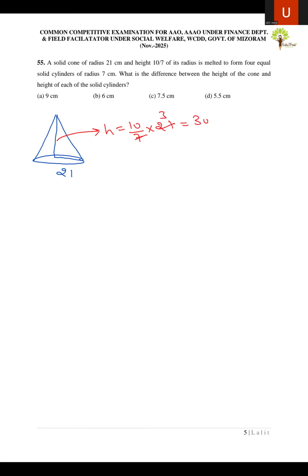All right. And then it is melted to form 4 equal solid cylinders. Now, whenever things are melted, their volumes are always equal. So I can say the volume of this cone is equal to the volume of whatever is melted, that is 4 equal solid cylinders. It is given to us that the radius of a cylinder is 7 centimeter and height is not given to us. Let us say the height is h.